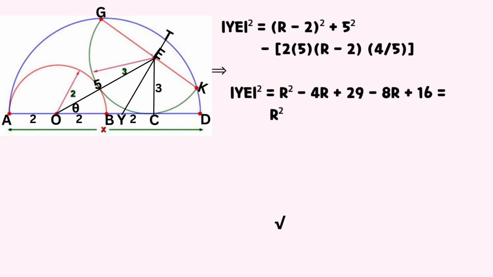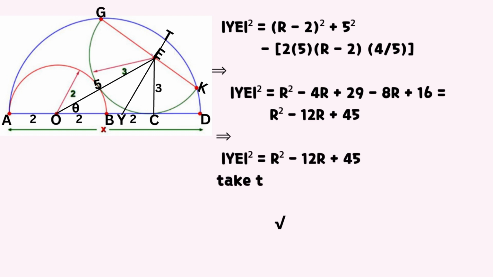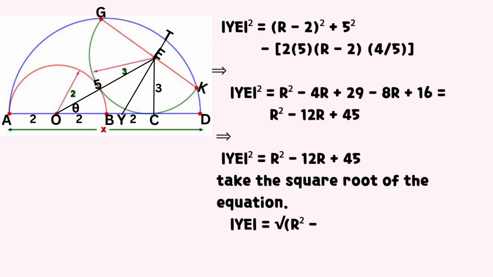Simplify it so that the square of line YE equals the square of R minus 12 times R plus 45. Take the square root of the equation. We have that line YE equals the square root of the square of R minus 12 times R plus 45. We call it equation 3.